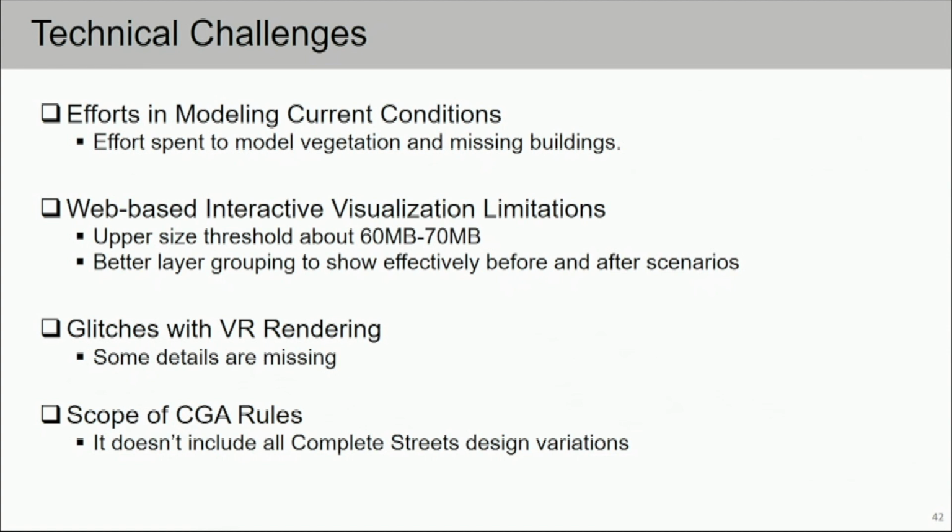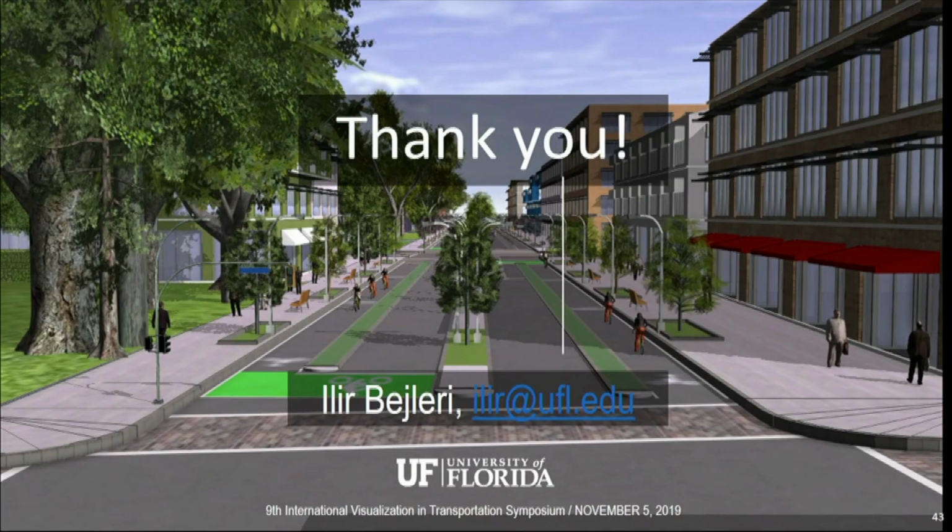There are glitches with VR rendering. That was our first cut at VR. I think we need to look at it more closely and try to include movement and other things. And then the scope of the CGA current rules is still limited because it doesn't include all the elements that I mentioned, but they could be added in the future. Thank you.